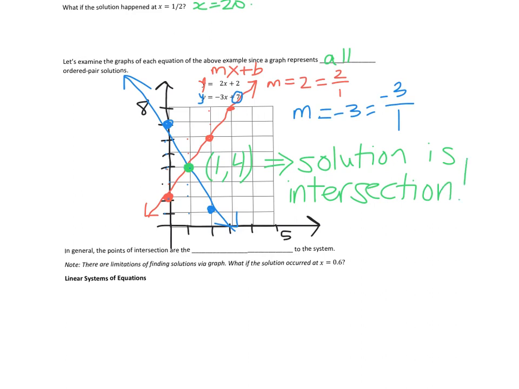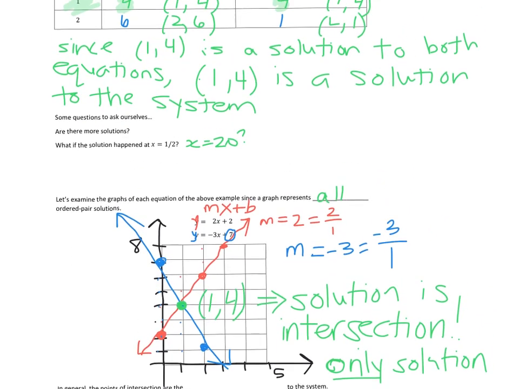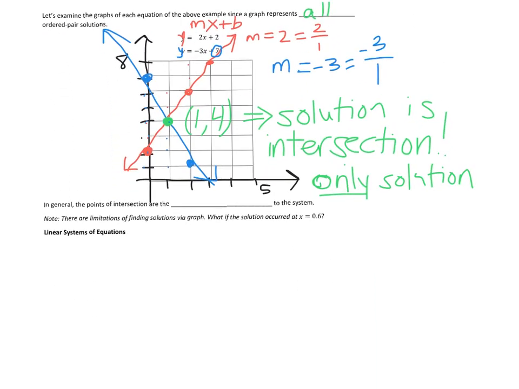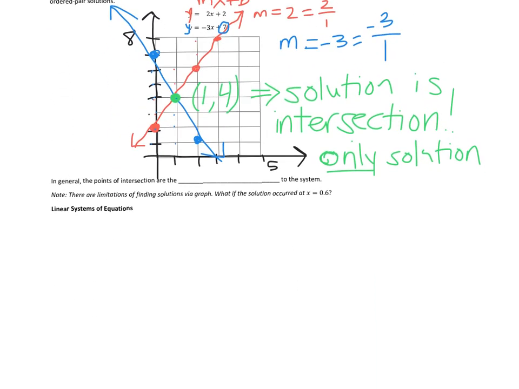And then we can ask ourselves, are these lines going to intersect again? No. So now we know it's our only solution, because lines aren't going to intersect more than once. Okay, so that answered our question, if we remember, are there more solutions? In this case, no. The lines only intersect once. There's only one ordered pair in common. So in general, the points of intersection are the solutions to the system. And with lines, they only intersect once in this case.